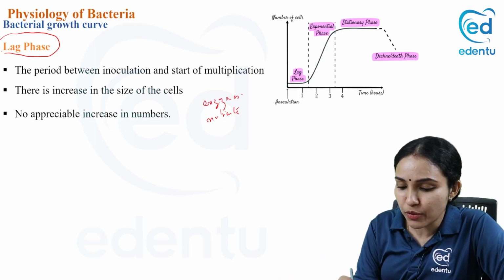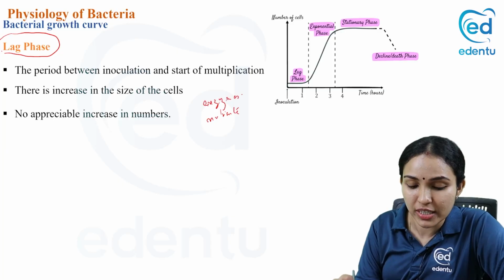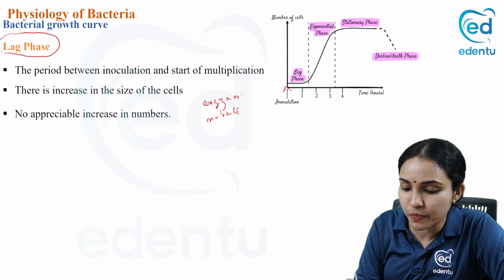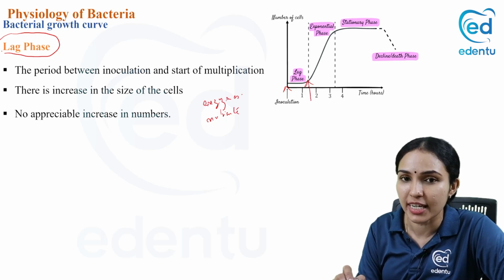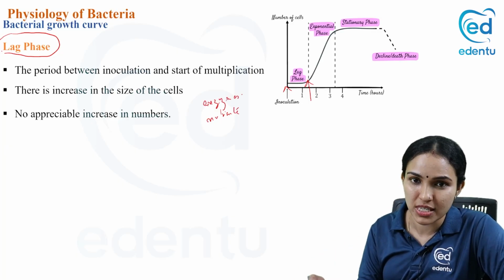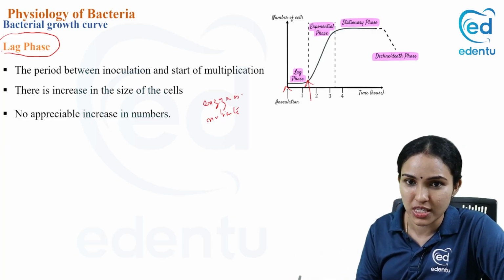Okay, so lag phase is the period between inoculation and start of multiplication. So the time between inoculation and the start of multiplication is called the lag phase. In this phase there is only increase in the size of the cells. There is no increase in the number of cells.